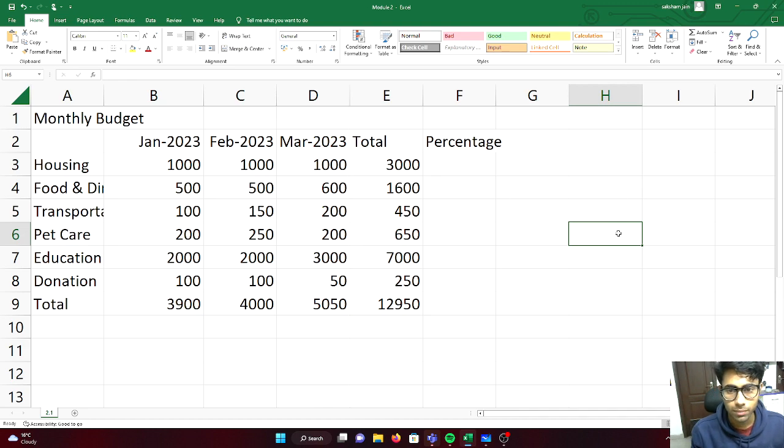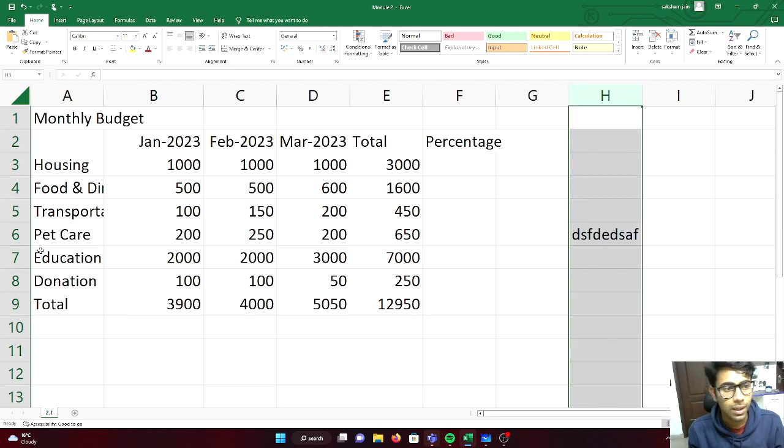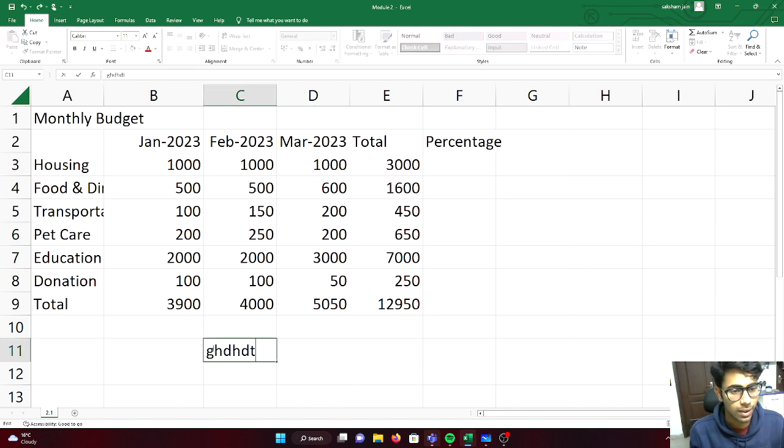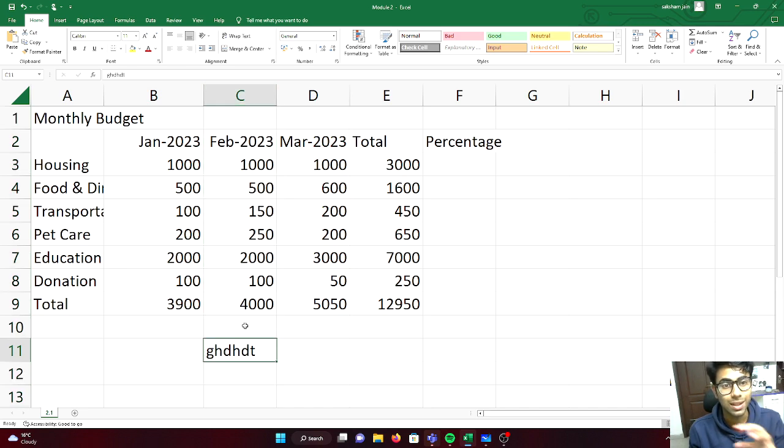If I want to reference this cell, it is going to be H6. Why? Because it lies inside the H column on the sixth row. If I have to reference this particular cell, then it is going to be C11, because it lies in the C column and the 11th row. Also, if you want to check the cell reference of a particular cell, you can see the upper left portion where the cell reference of that cell is given. So that is the basic idea of cell referencing.